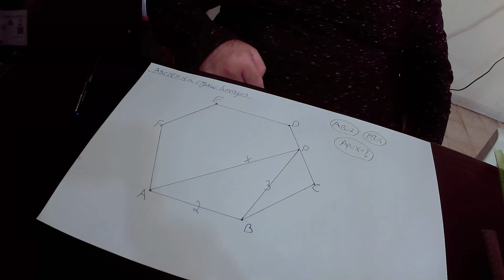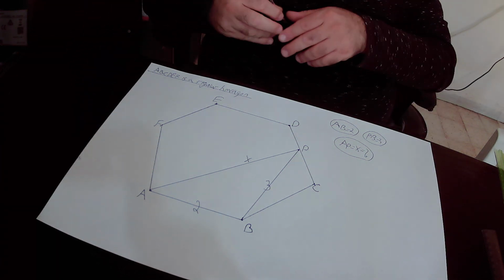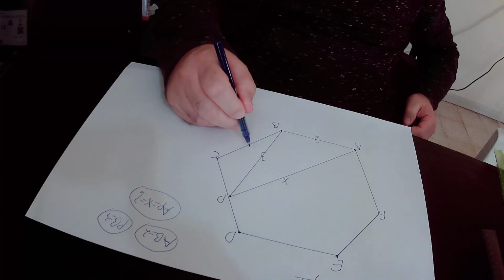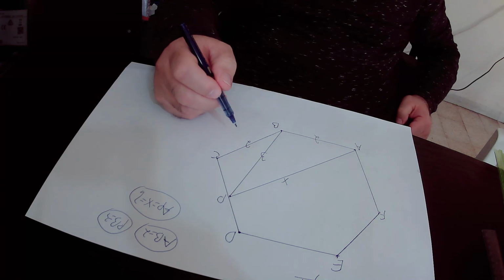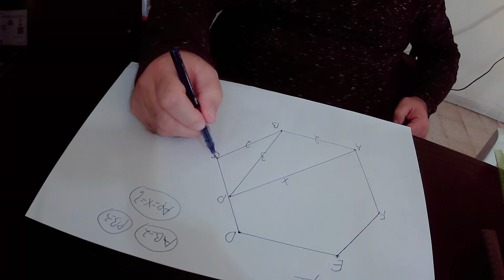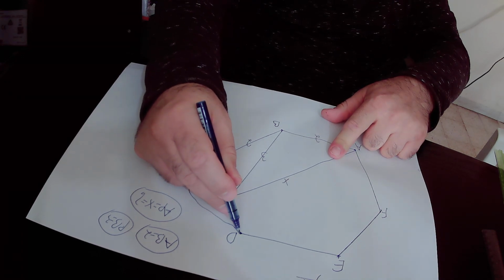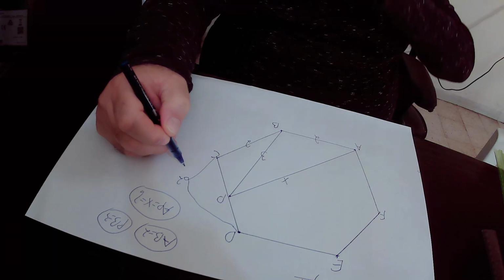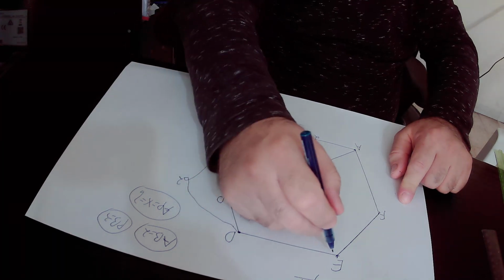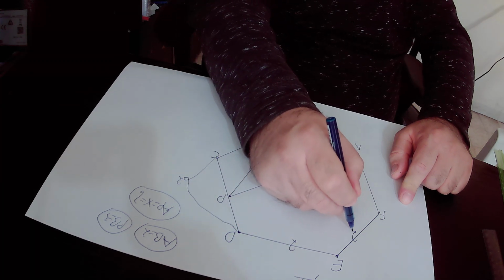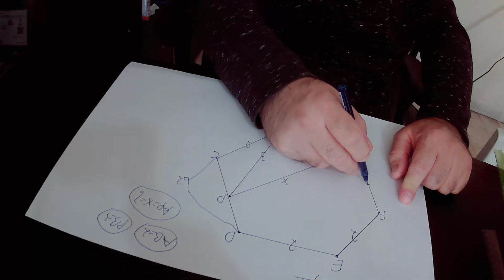Therefore, all the other sides of this regular hexagon must also be equal to 2 units. So we can write down that side BC equals 2 units, side DC equals 2 units, side ED equals 2 units, FE equals 2 units, and finally side FA also equals 2 units.